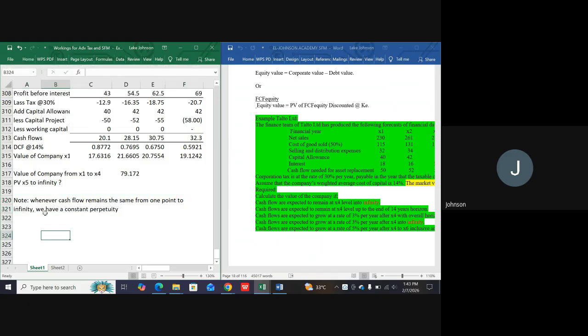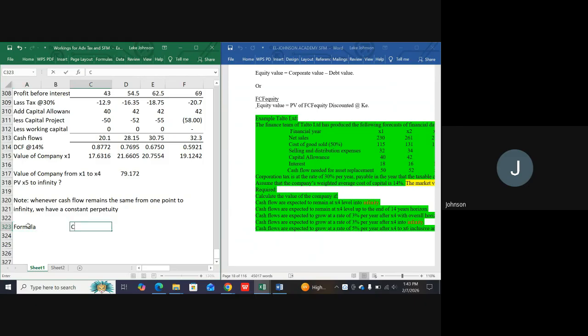So you can see we're having a constant perpetuity. Whenever cash flow remains the same to infinity, it is a perpetuity. But because the cash flow is remaining the same, the cash flow is not changing. So that's why I'm calling it a constant perpetuity. So what's the formula? The formula for it is this. Formula for a constant perpetuity.